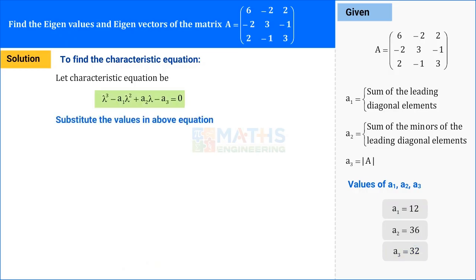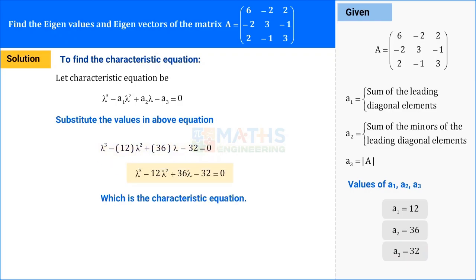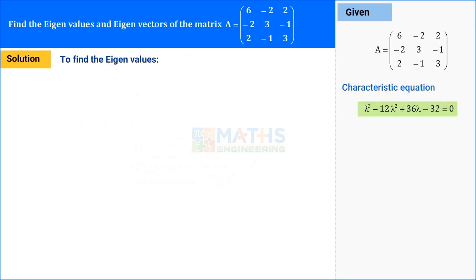We replace these values in the characteristic equation. So the above equation becomes lambda cube minus 12 lambda square plus 36 lambda minus 32 is equal to 0. Now, we are going to solve this characteristic equation because eigenvalues are the roots of the characteristic equation.